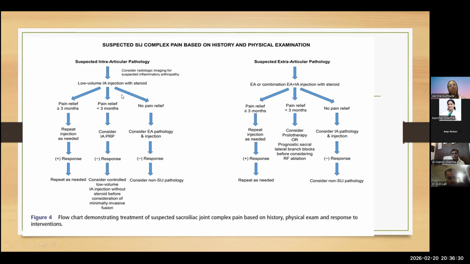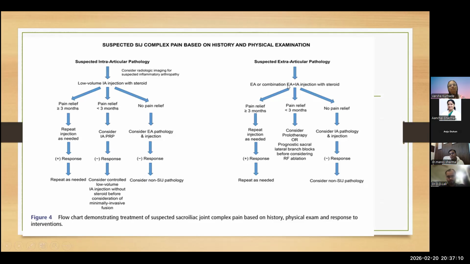And if the patient gets pain relief for less than 3 months, then we can consider intra-articular PRP injections. And if the patient still does not get any relief, then a low volume intra-articular injection without steroid should be given before considering minimally invasive fusion surgery. And even if the patient does not get pain relief with the intra-articular steroid injection, then we can consider extra-articular pathology and give an extra-articular injection. And if there is no response, then we should consider non-sacroiliac pathology.